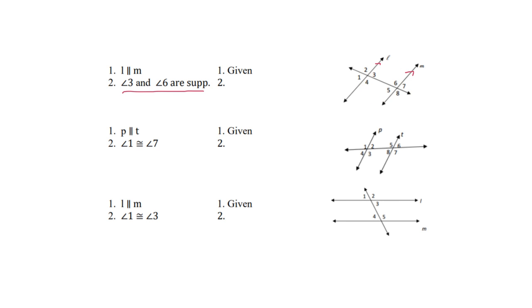So they are same side interior angles, and we know that same side interior angles are supplementary if the lines are parallel. So we say if two parallel lines are crossed by a transversal, then same side interior angles are supplementary.